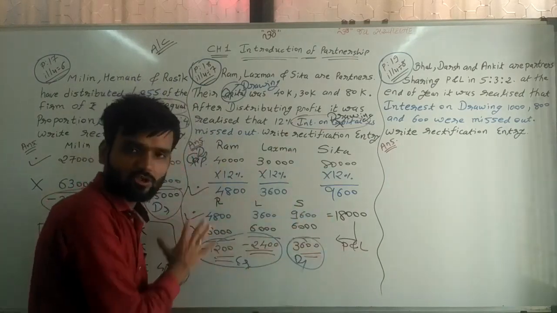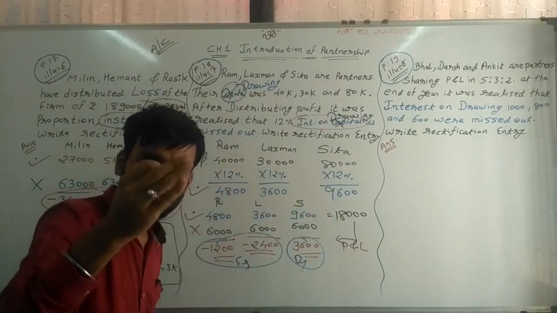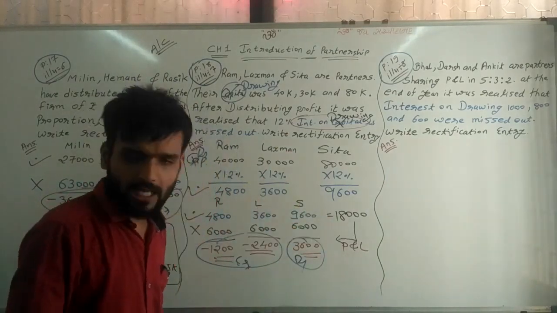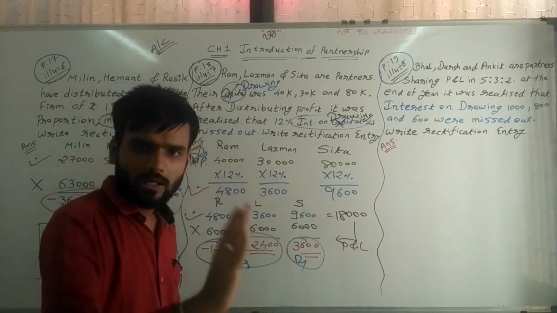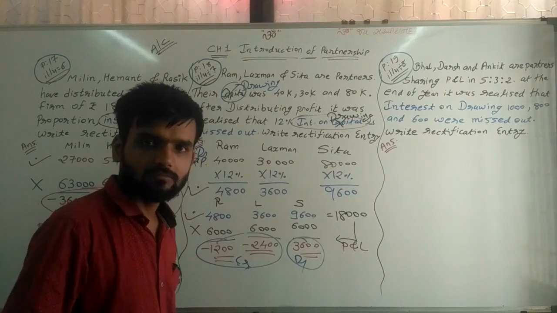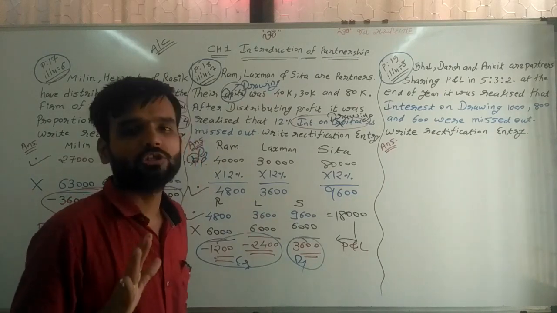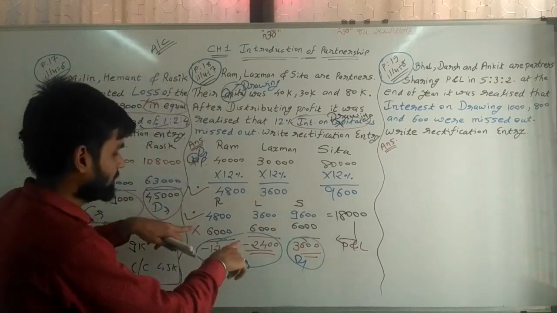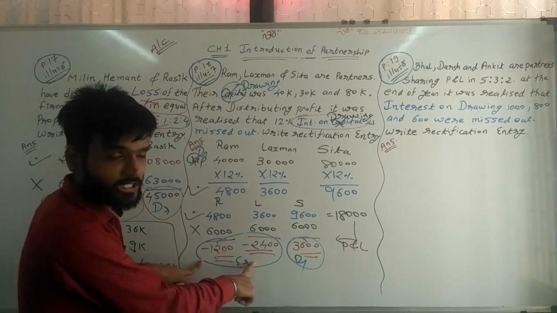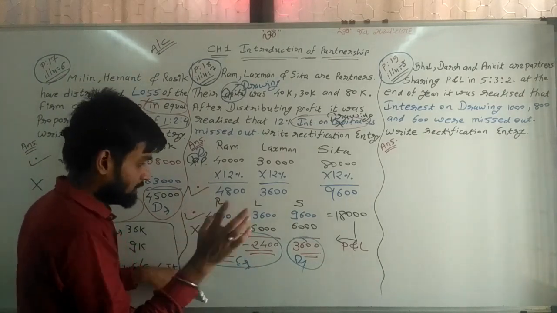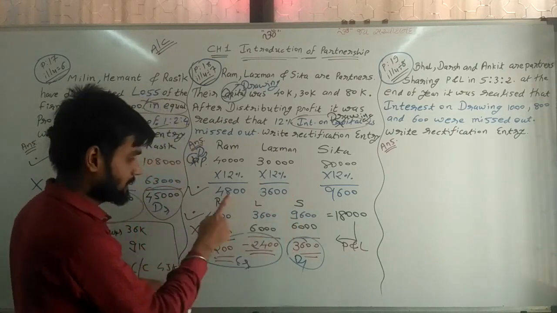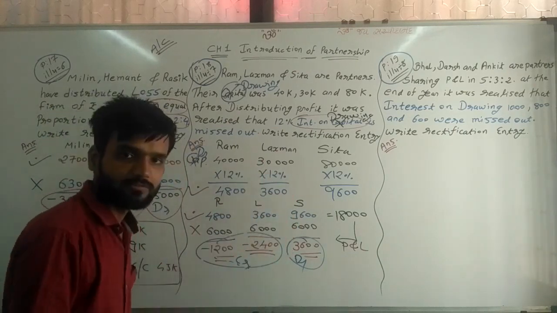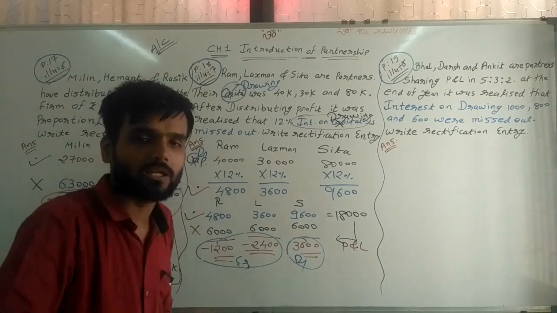Now what is your answer? It is not your answer. You have to write journal entry. That is your answer. And by making proper columns, particular, LF, debit, credit, that you need to prepare. So here journal entry for interest on drawing should be Sita debit, Ram credit, Lakshman credit, and capital or current.